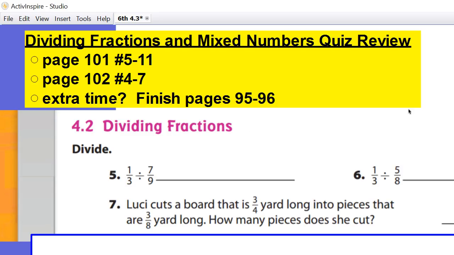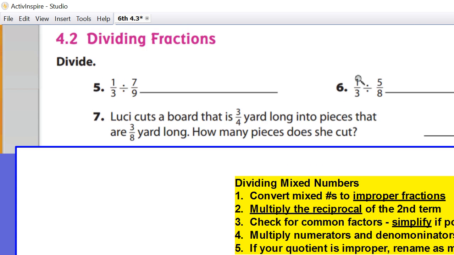Okay, this video is dividing fractions and mixed numbers quiz review from pages 101, 102 selected problems. On page 101, we'll do numbers 5 through 11. On page 102, we'll do problems 4 through 7. So I'll move my page up so I can show my problems here.